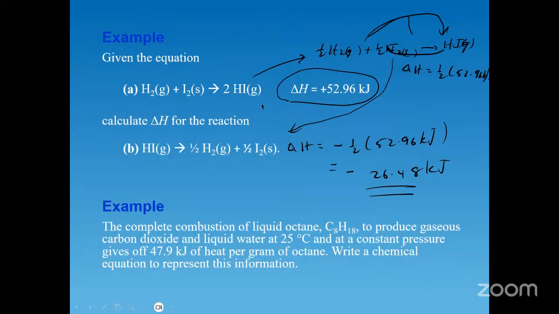Any questions? Okay, the next question says the complete combustion of liquid octane, and it gives you the formula, produces gaseous carbon dioxide and liquid water at 25 degrees Celsius, and at a constant pressure gives off 47.9 kilojoules of heat per gram of octane. Write a chemical equation to represent this information. Okay, so to be perfectly honest, the question is a bit unclear. What they're asking for, to be more clear, is something like this. They want you to write down an equation where not only do you have the equation, but you have the correct delta H value associated with it, right?